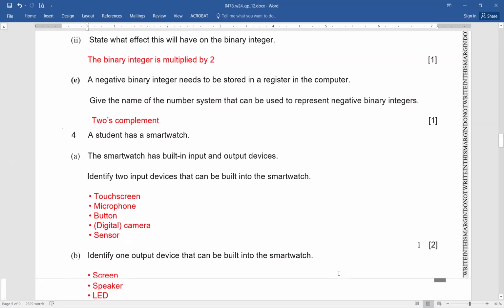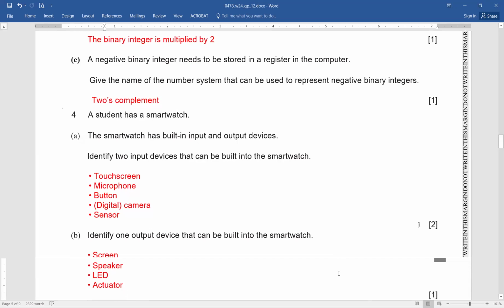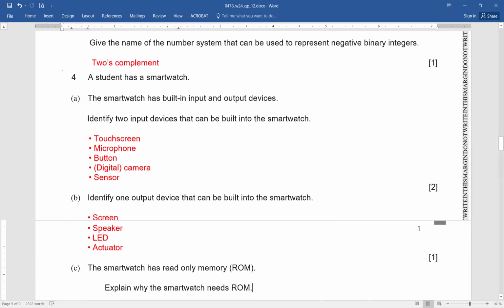Okay, identify 1 output device that can be built into the smartwatch. So screen, speakers, LEDs, actuators. You were supposed to identify only 1. So if you have written any one output device, you will definitely be scoring your mark for the output device: screen, speaker, LED or actuator.